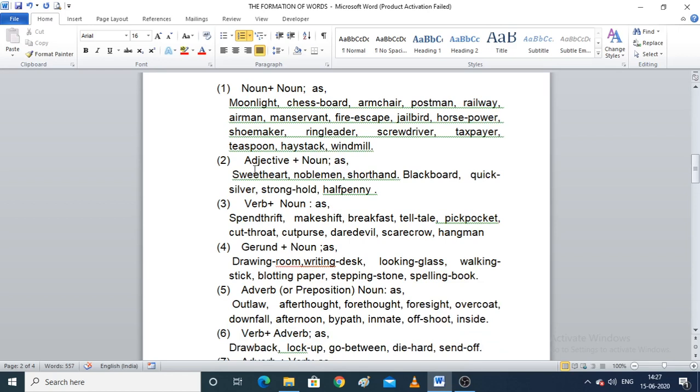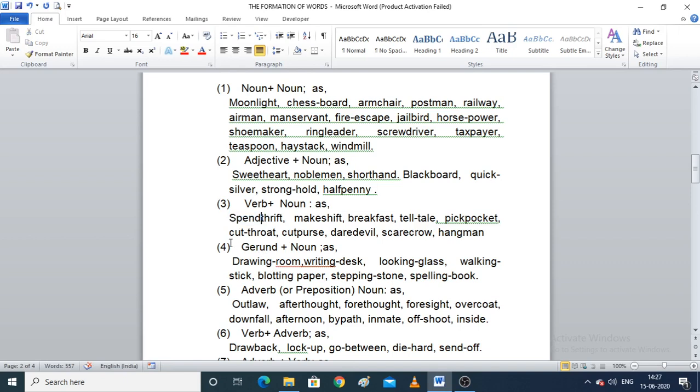Adjective plus noun. Sweet is an adjective, plus heart is a noun. Noble is an adjective, whereas men is a noun. Let's come to the third one, which is verb plus noun. See here. Spend. You should all know that spend is a verb. Spend, spent, spent. Correct? So spend is a verb, and thrift is a noun.